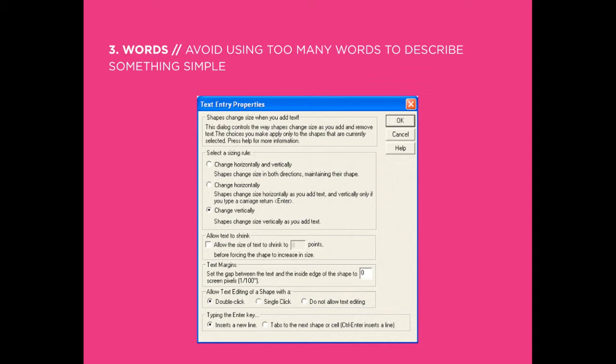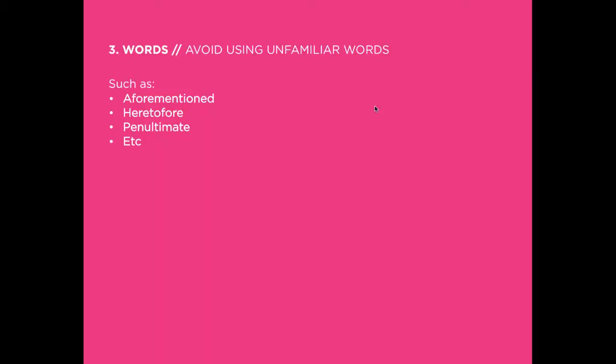Avoid using too many words to describe something simple. This is SmartRow's Text Entry Properties dialog box, which displays too much text for its simple functionality. Avoid using unfamiliar words, such as aforementioned, heretofore, penultimate, and so forth.